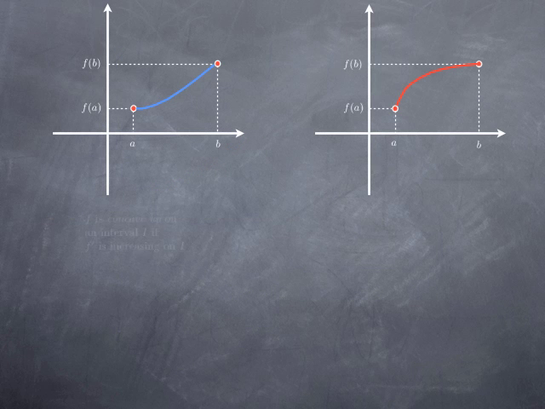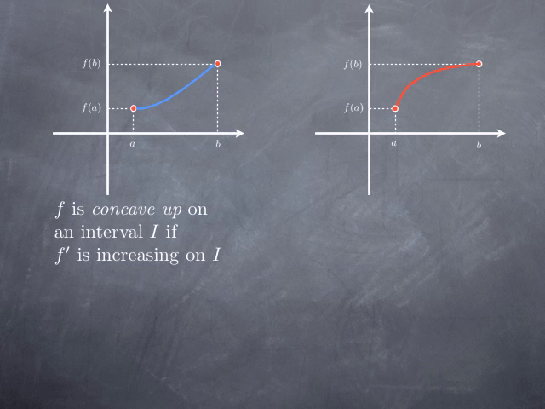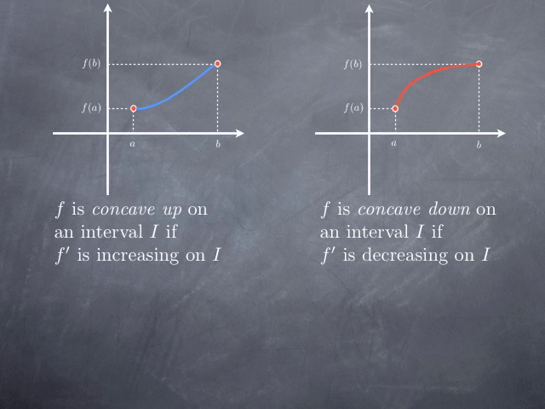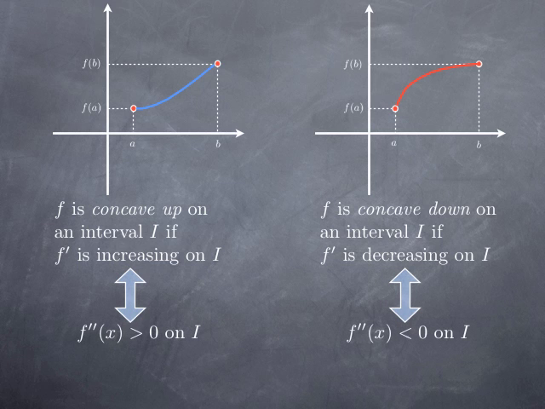So that brings us to this definition. We're going to say that a function is concave up, and that corresponds to the blue shape, on a certain interval if f prime is increasing on that interval, and that it's concave down on a certain interval if f prime is decreasing on that interval. As we have seen, provided that the second derivative exists, concave up means that the second derivative is positive on the interval, while concave down means that the second derivative is negative on the interval.